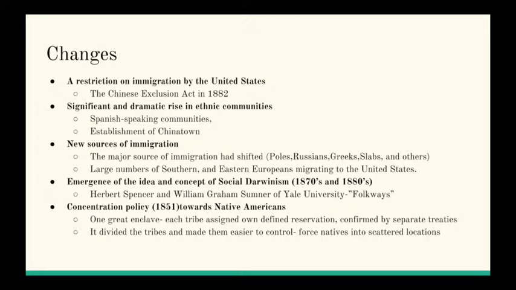Lastly, another change was the concentration policy aimed at the Native Americans. Not only did it significantly make Native Americans vacate and relocate onto different lands, it also divided up the tribes. Native Americans were forced to move into different scattered locations.